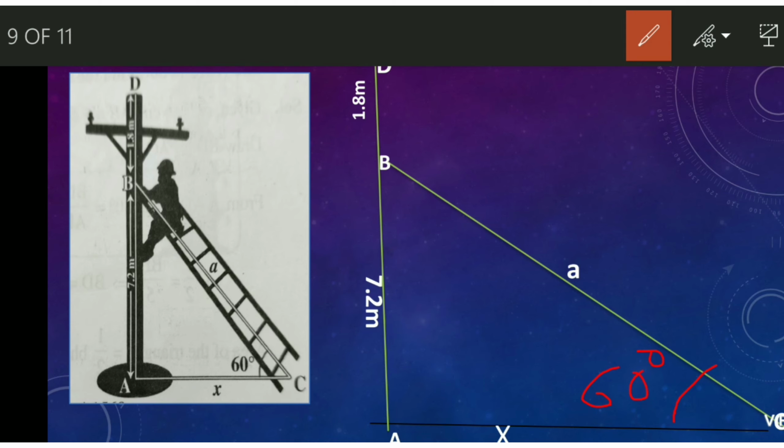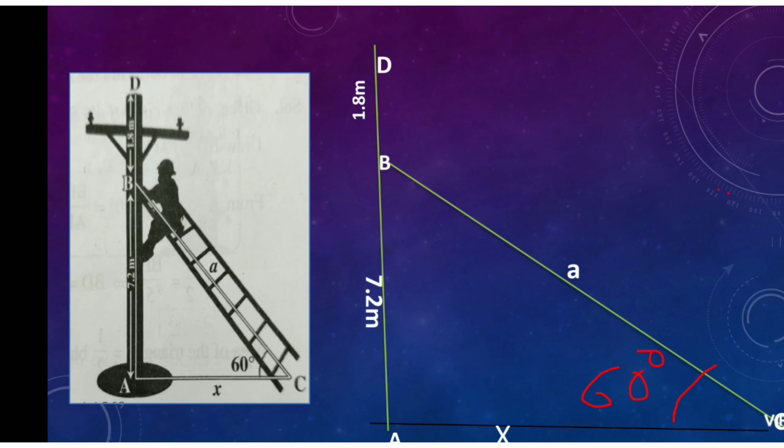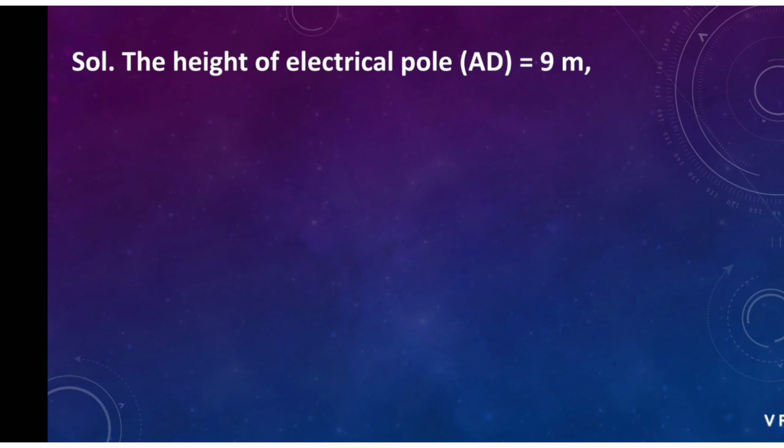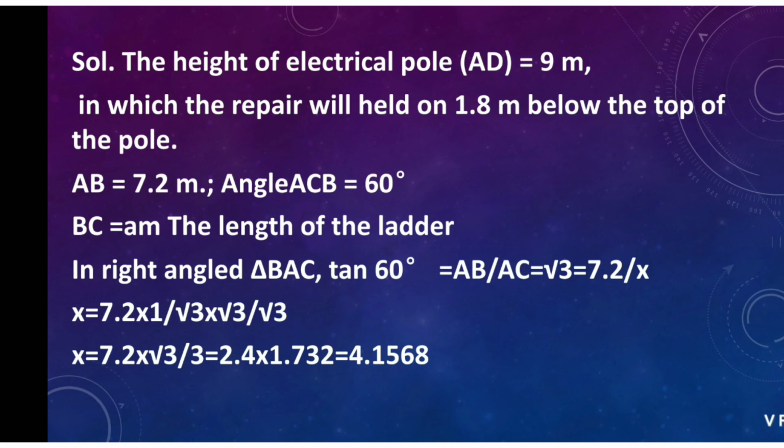Now see the solving. The height of the electric pole AD is 9 meters, in which the repair will be done 1.8 meters below the top of the pole. Here AB is 7.2 meters, angle ACB is 60 degrees, BC equals A meters, the length of the ladder.